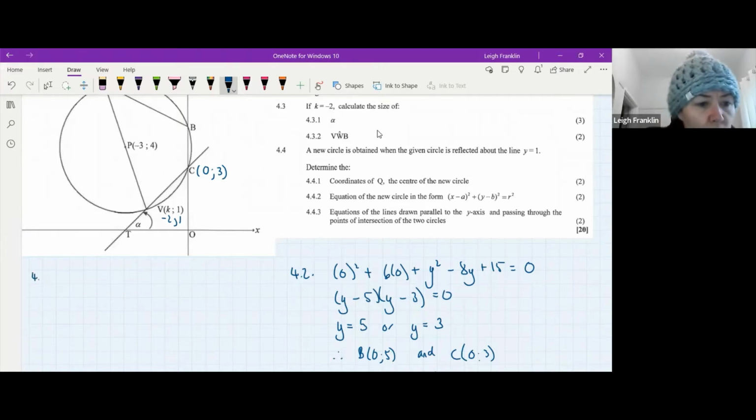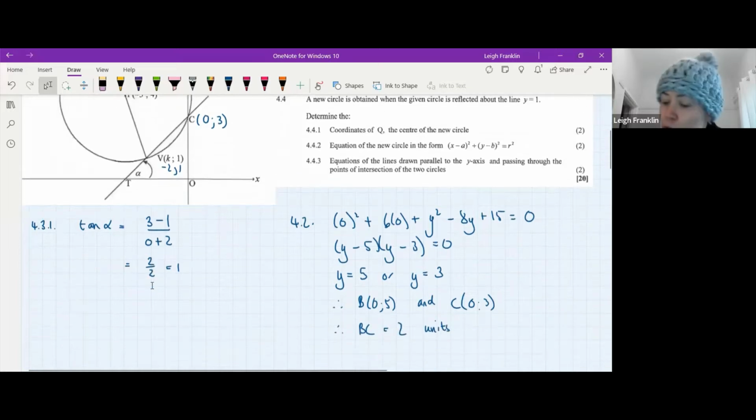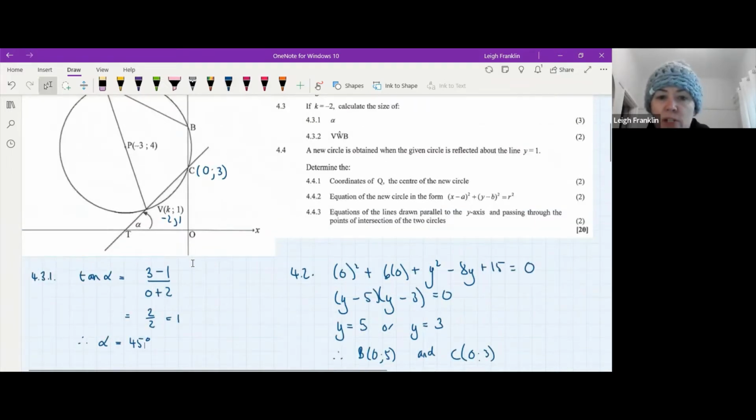So in 4.3.1, we have tan alpha equal to gradient. So let's do gradient: 3 minus 1 over 0 plus 2. Not like the other day where I couldn't take 1 away from 3, which is ridiculous. But anyway, 2 over 2, which means we get a gradient of 1. From special angles, you should all know that the tan of 45 degrees is 1. So therefore, alpha would be equal to 45 degrees. Nice question.